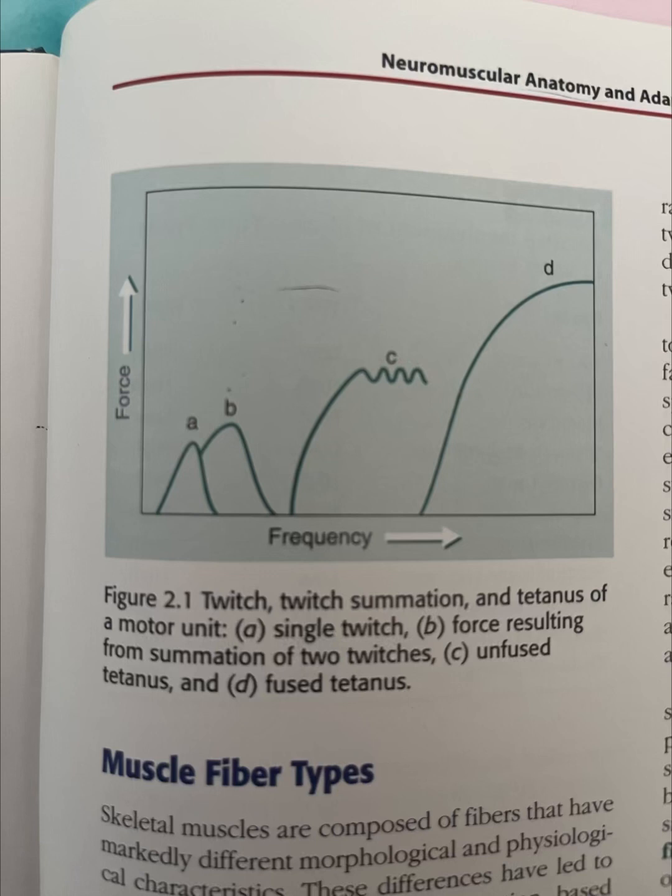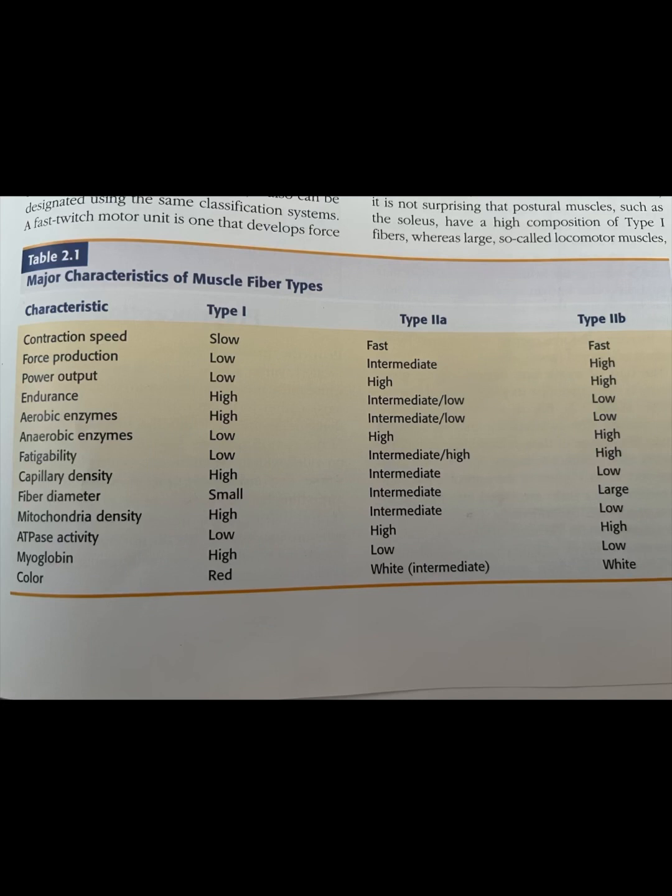Muscle fiber types. Skeletal muscles are composed of fibers that have markedly different morphological and physiological characteristics. These differences have led to several different systems of classification based on a variety of criteria. The most familiar approach is to classify fibers according to twitch time, employing the terms slow twitch and fast twitch.